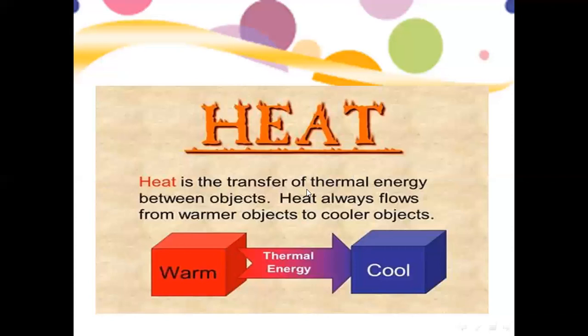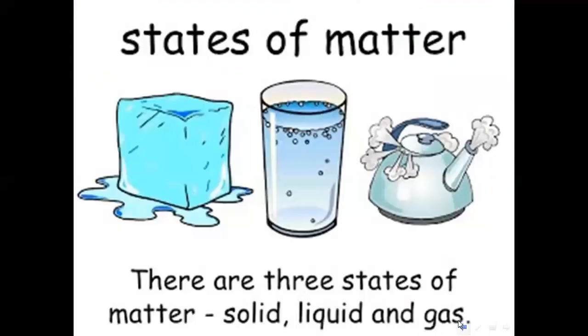Heat. Heat is the transfer of thermal energy between two objects. Heat always flows from warmer object to cooler object. So heat always flows from warmer objects to cooler objects, and heat is the transfer of thermal energy. Keep remember. Second one is states of matter. There are three states of matter: solid, liquid, and gas.